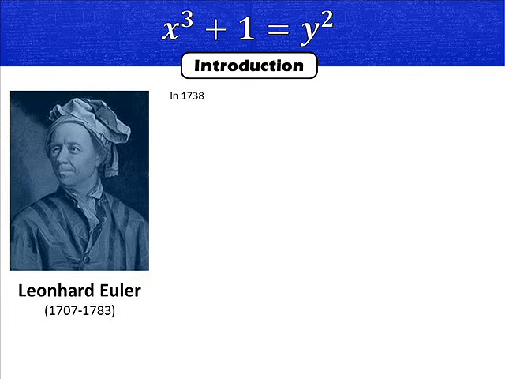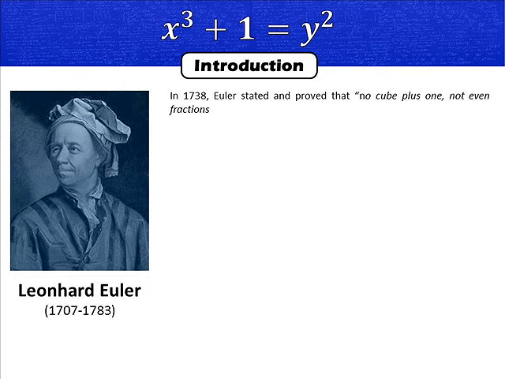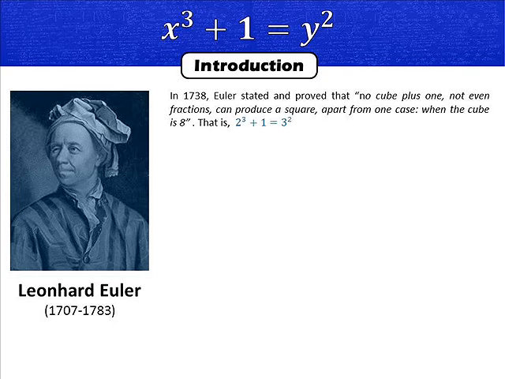In 1738, Euler stated and proved that no cube plus 1, not even fractions, can produce a square, apart from one case, when the cube is 8. That is, 2 cubed plus 1 equals 3 squared is the only non-trivial solution.